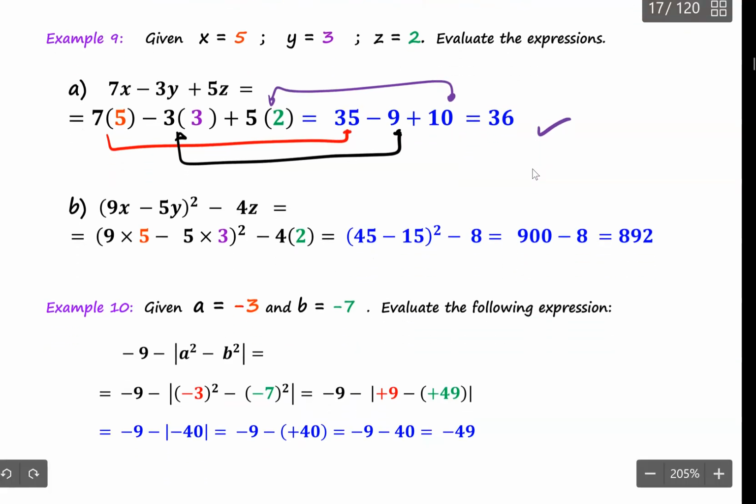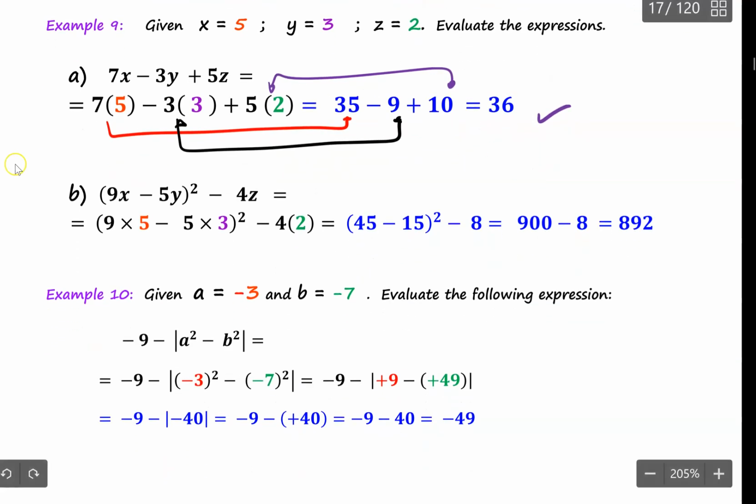Alright. So B is a little bit more complicated because I put this expression inside the brackets and raise that to exponent 2. So I have 9 times x subtract 5 times y. Again, x equal to 5. I substitute 5 for where the x is, and I want to spell it out for everyone here: 9 multiplied by 5. And y is 3, so I put 5 multiplied by 3, and squared it, and 4 multiplied by 2.